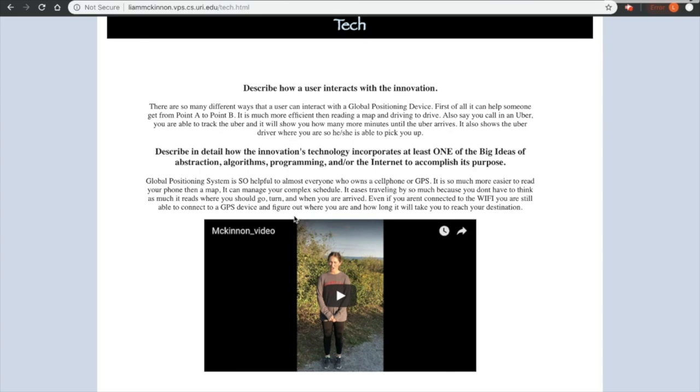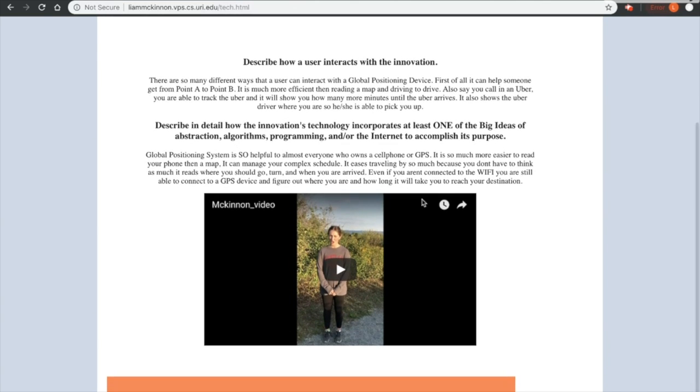Describe in detail how the innovation technology incorporates at least one of the big ideas of abstraction, algorithms, programming, and/or the internet to accomplish its purpose. The GPS is so helpful to almost everyone who owns a cell phone or GPS. It is much easier to read your phone than a map. It can manage your complex schedule. It eases traveling by so much because you don't have to think as much and read where you go. And it reads where you turn, go, and when you're supposed to arrive. Even if you aren't connected to the Wi-Fi, you're still able to connect to a GPS device.